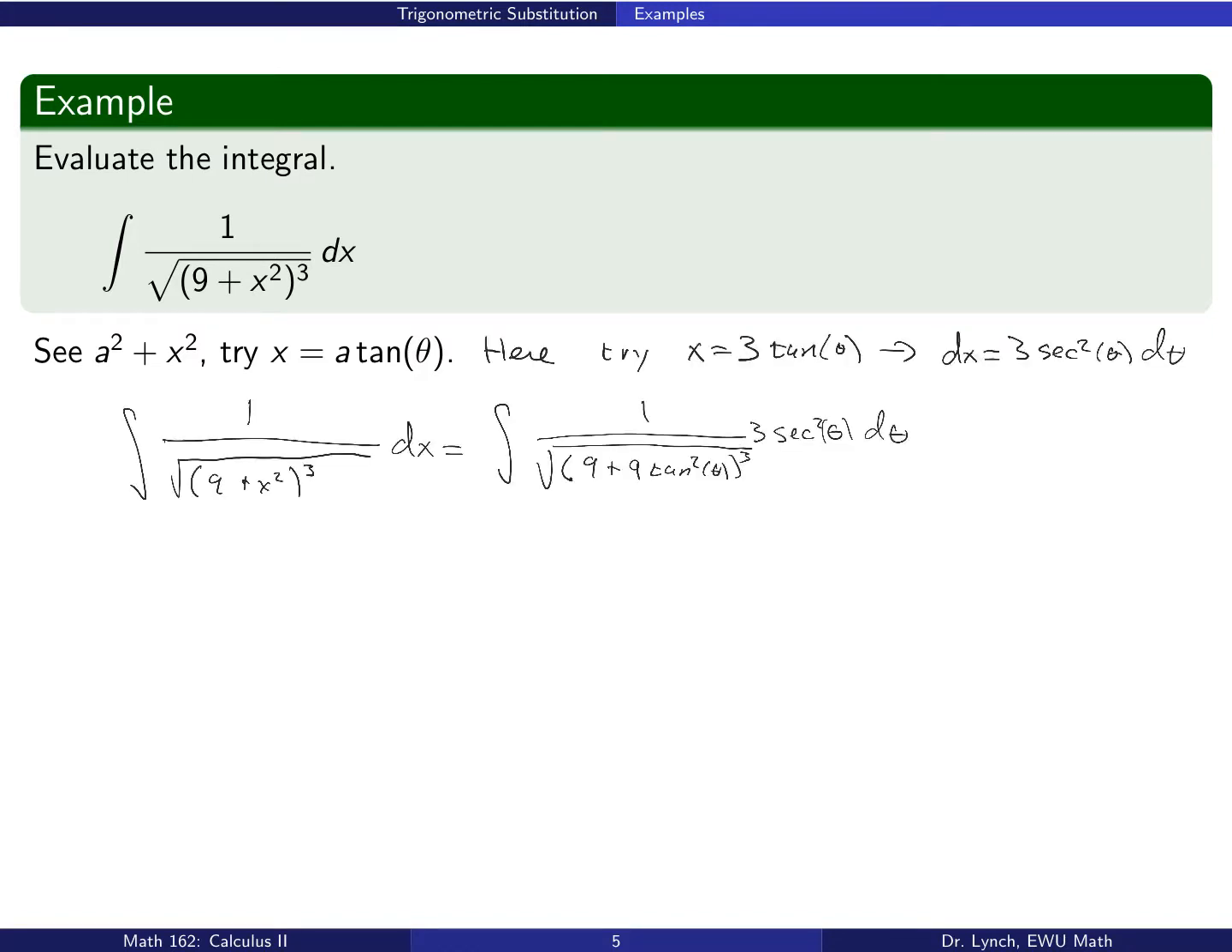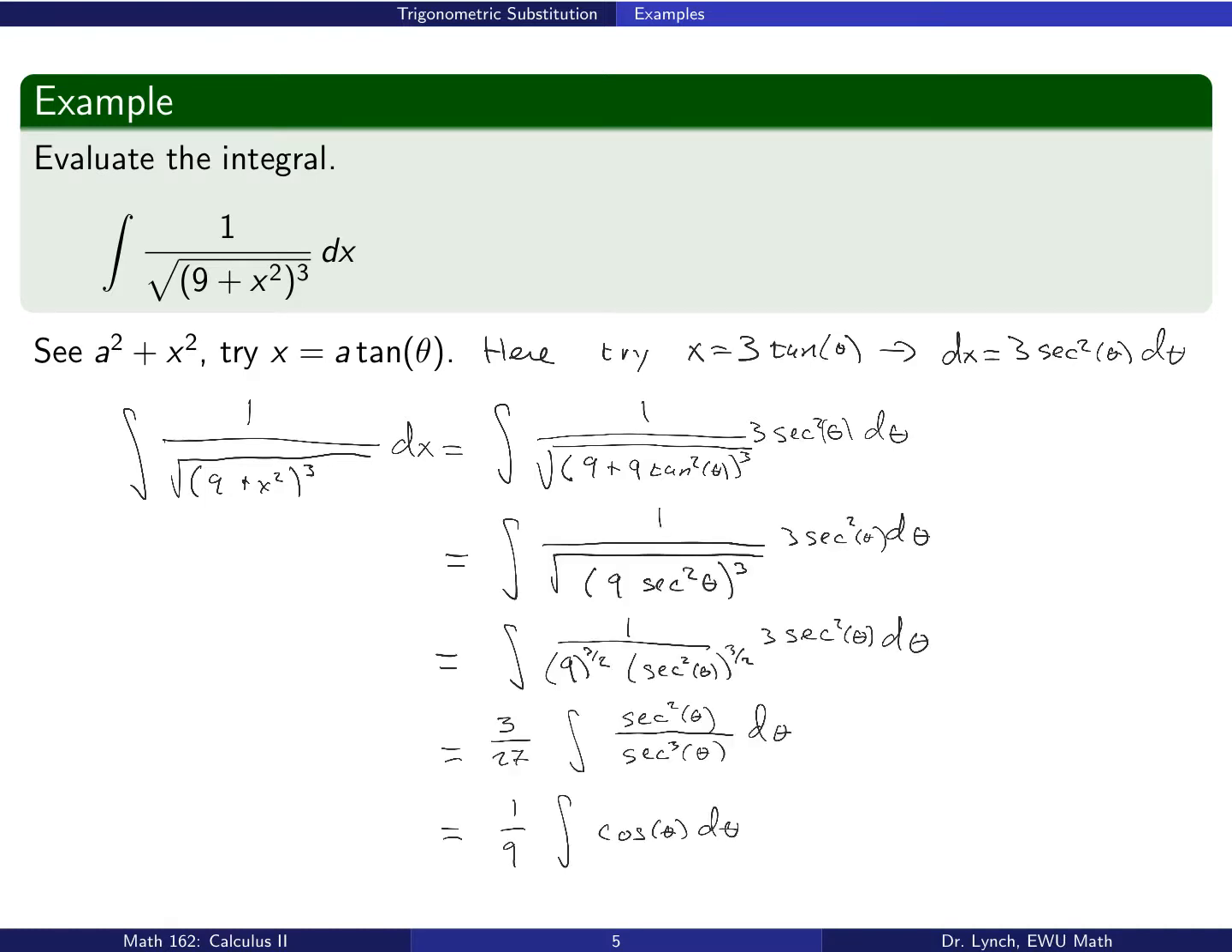So we can see under the substitution x equals 3 tangent theta that dx is 3 secant squared theta d theta, and our integrand of 1 over the square root of the quantity 9 plus x squared cubed dx becomes the integral of 1 over the square root of the quantity 9 plus 9 tangent squared theta cubed times 3 secant squared theta d theta. Now it looks like life is worse, but again, our strategic substitution here is designed to reduce the sum of squares to a single term, and it exactly does that in this case. In this case, we see that 9 plus 9 tangent squared is replaced by 9 secant squared.